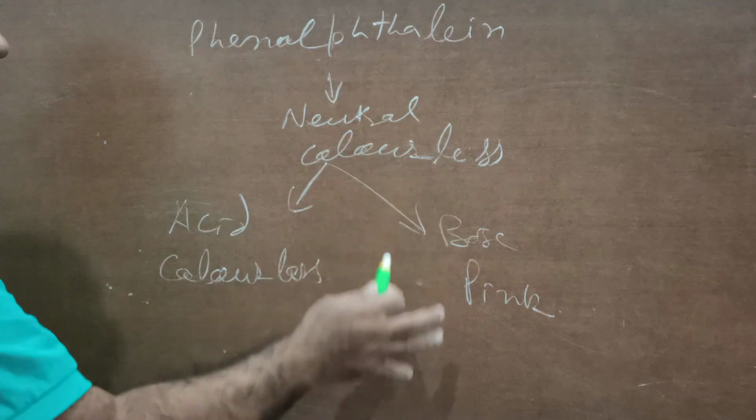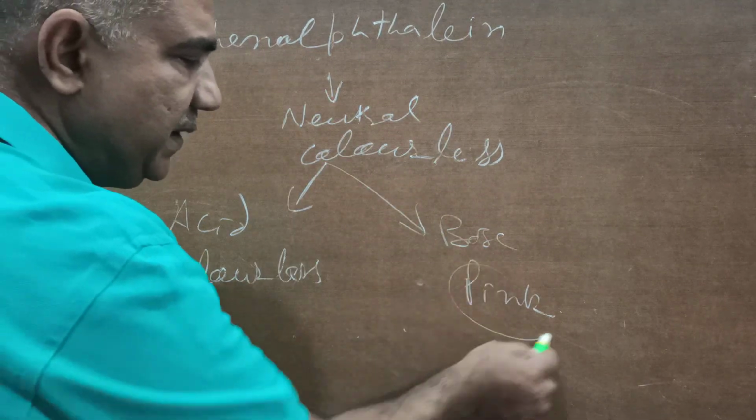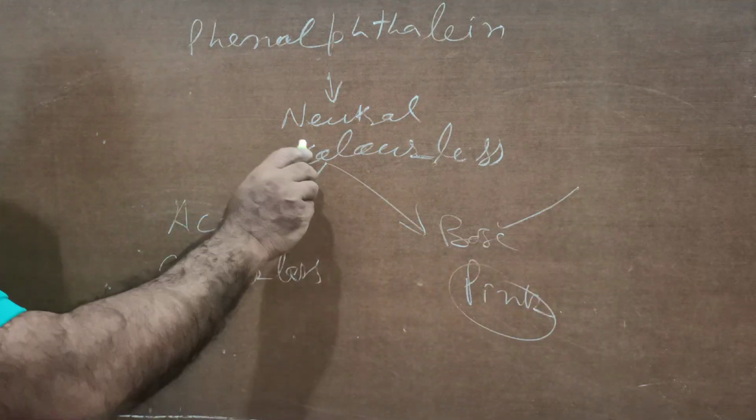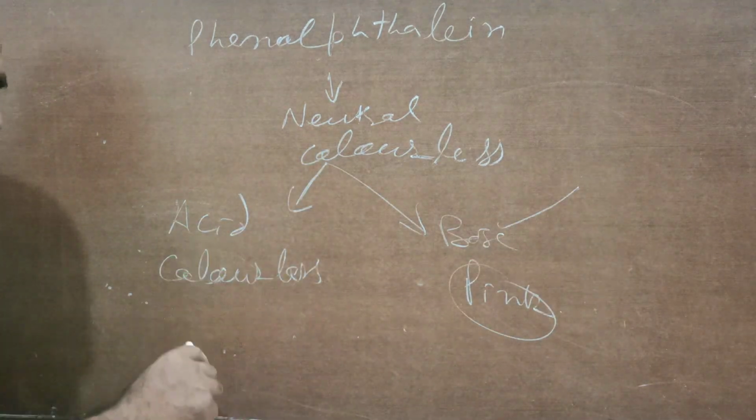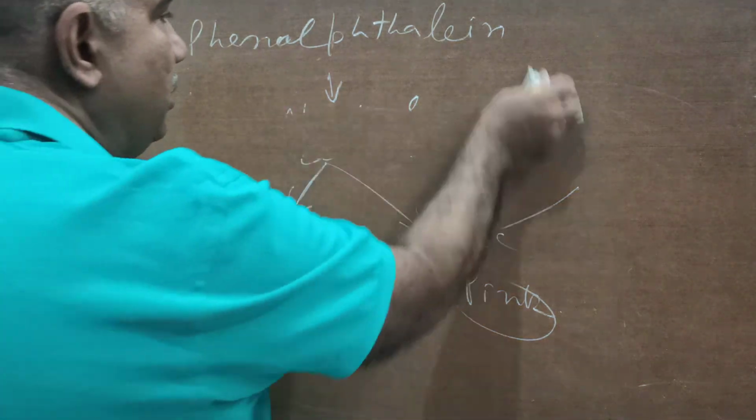So when you have phenolphthalein which does not have any color, if you add it to a substance and the color changes to pink, you say it is base. And if the colorless substance remains colorless after adding, then you say the given substance is acidic. Now we will go on to the olfactory indicators.